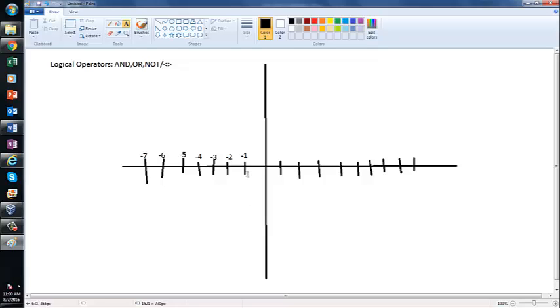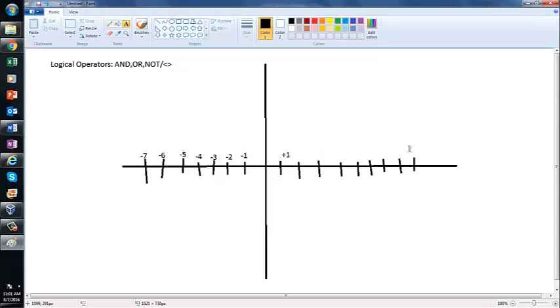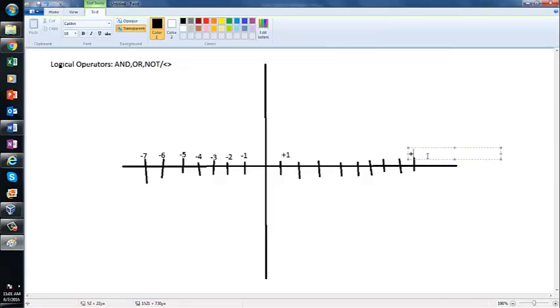Now if you take a look, if you go towards the left hand side, the more you go, it is more negative, more smaller. If you go more to the left hand side, it is smaller. On this side, if you come here, let's say this is plus 1, and this is plus 10, right?